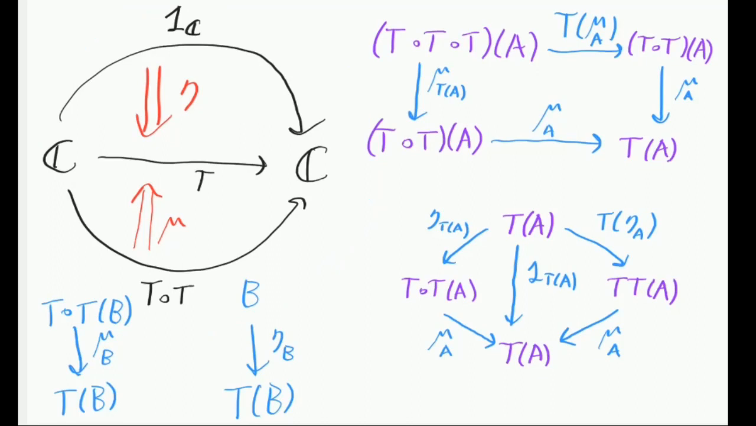And then all we need is that this information satisfies a certain condition. In particular, we just need that these two diagrams commute here for every A. And what that means is that if we compose the arrows on this path, we get the same result as if we compose the arrows on this path.